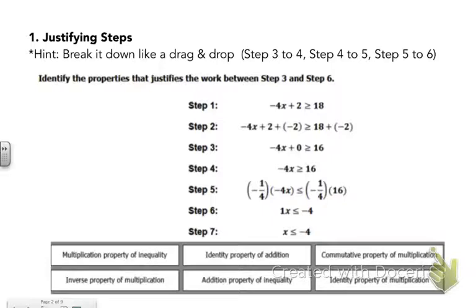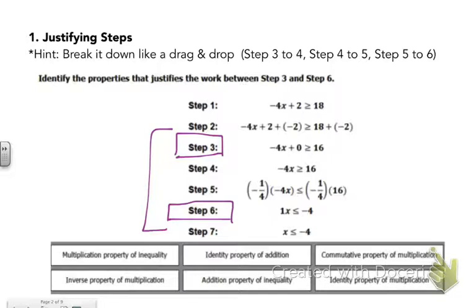properties of equality. Okay, so this one, instead of being a drag and drop problem where you put it next to the steps, they're just saying select all of the properties that justifies the work between step 3 and step 6. So you could kind of think of it as, just break it down like you would for a drag and drop.